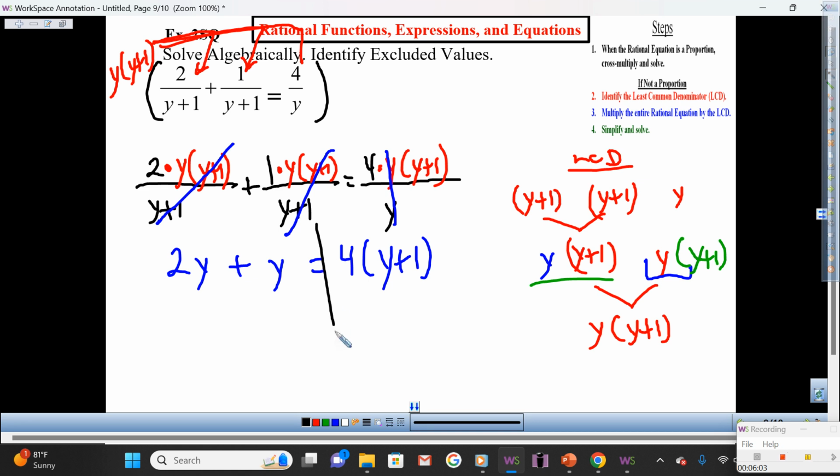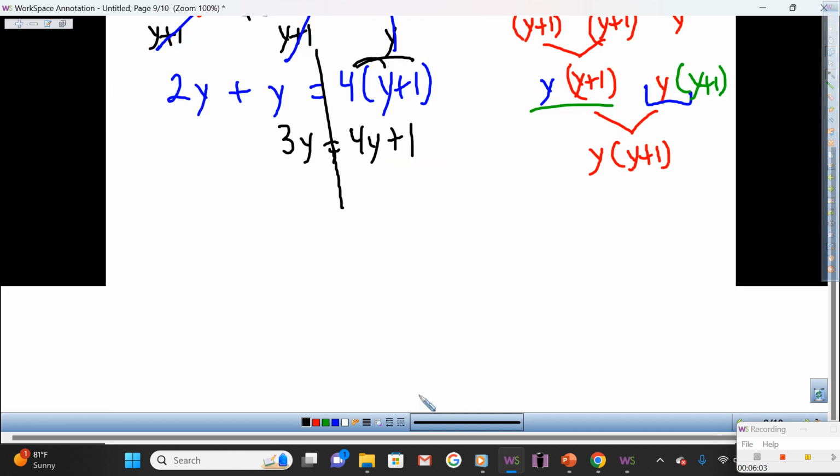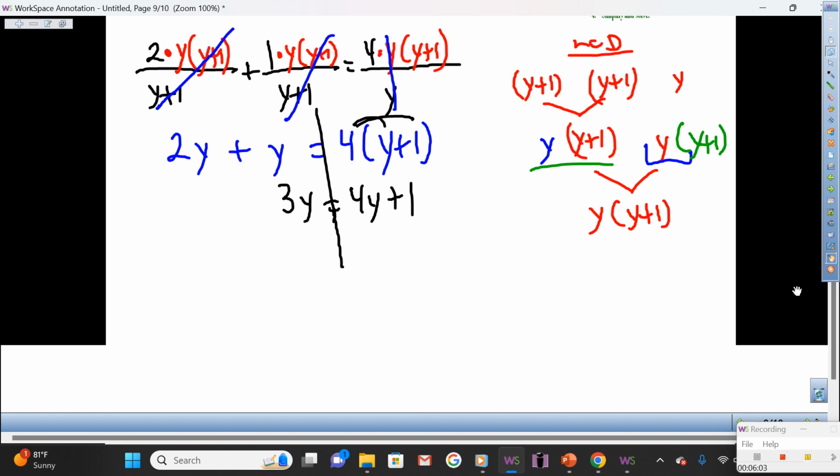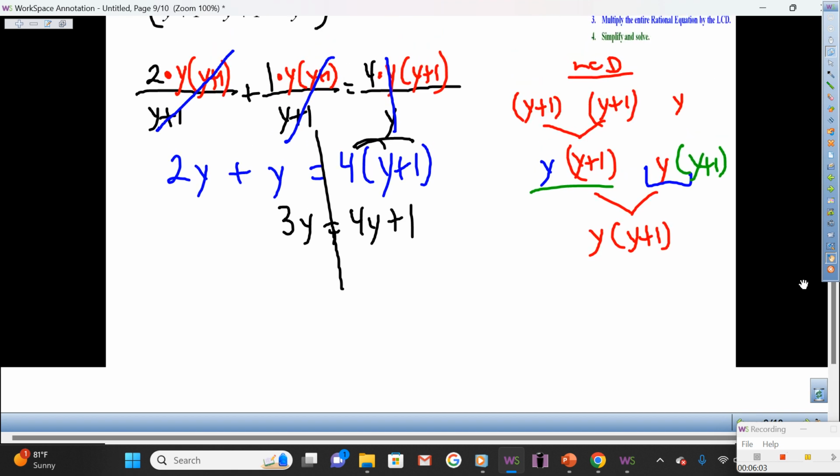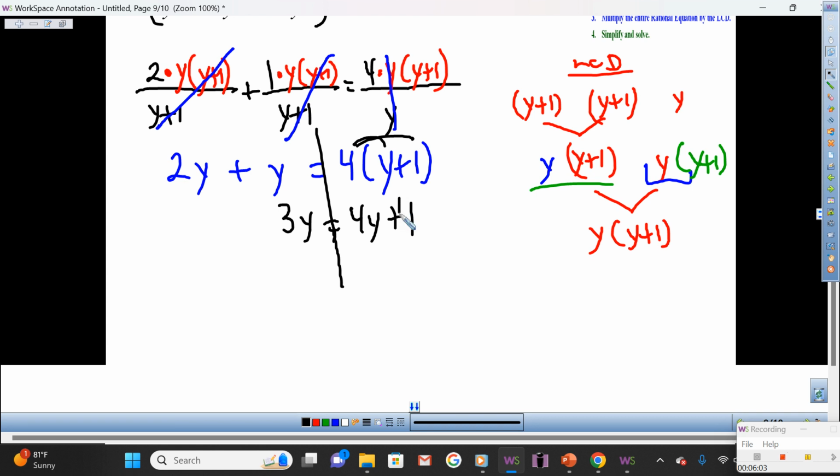Let's simplify. 2y plus 1y, that's 3y. What do we do here? Distribute, so that is 4y plus 1. All right? Tell your neighbor what to do from there. What do we do from there? Yes? What is it? 4y plus 4? Yeah, I did that to see if you guys were paying attention. 4y plus 4. All right.